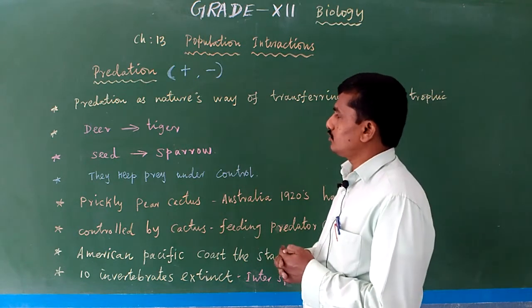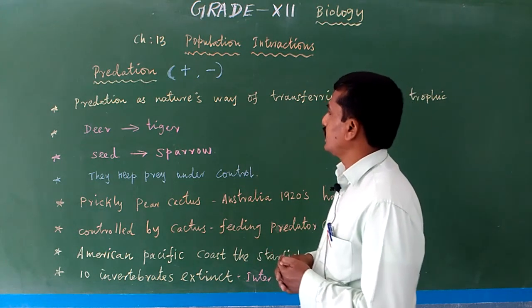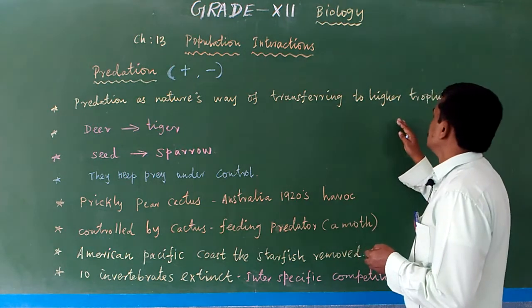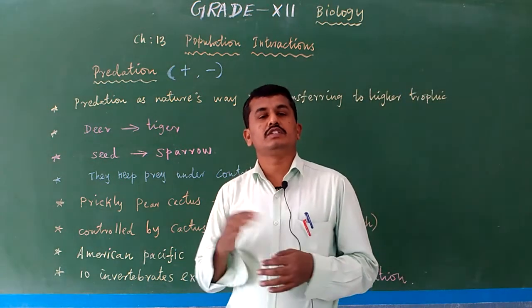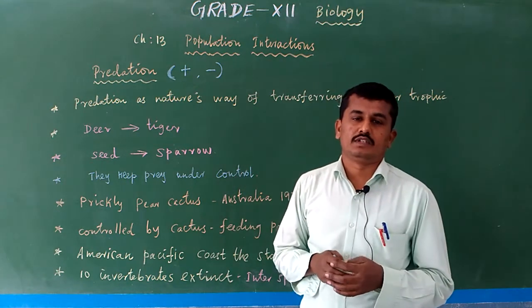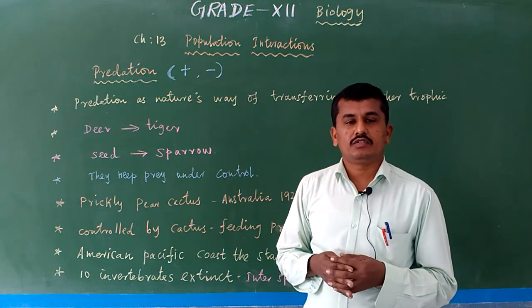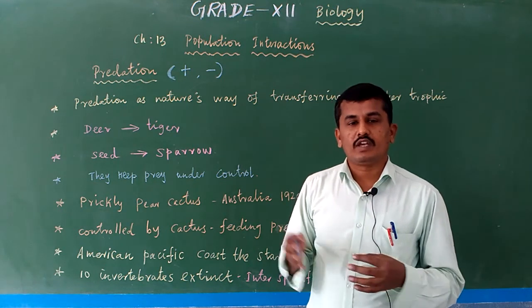Okay. So predation is a natural way of transferring energy to the higher trophic level. So without predators, how is the energy transferred to the higher trophic level? We know that an ecosystem consists of various levels.